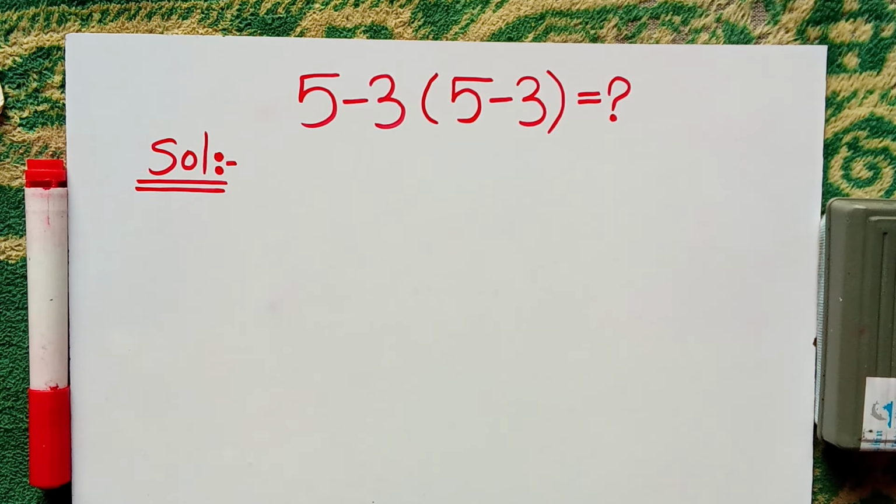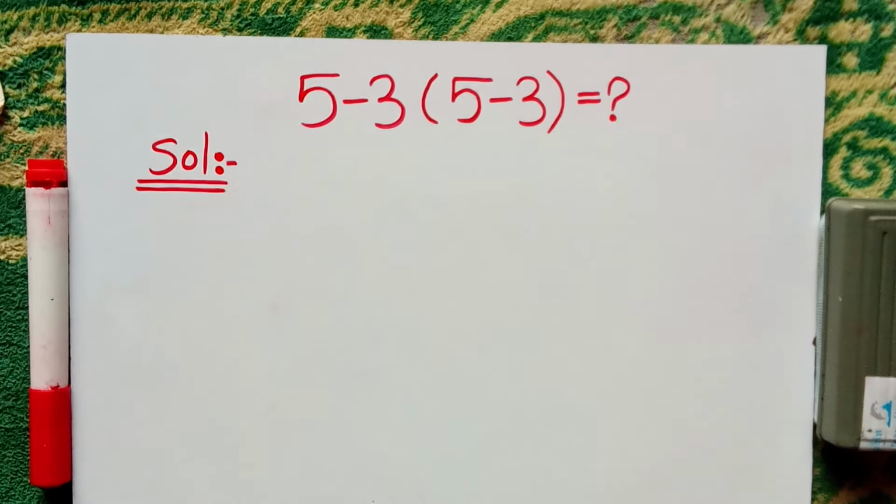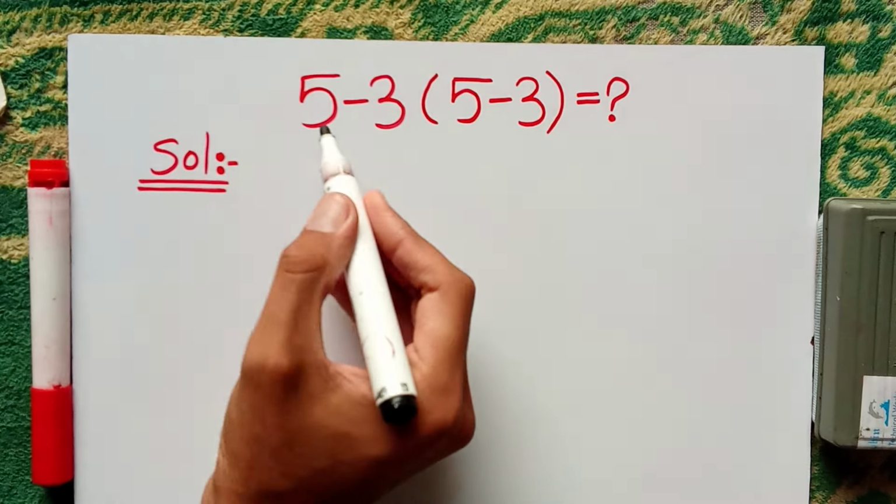In this video, we can find the value of this math question: 5 − 3(5 − 3). If you know the answer, then send it in the comment section and wait for my answer, to see whether your answer is right or wrong, because most people solve this question by this wrong method.